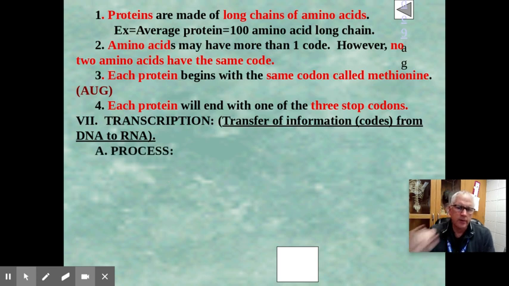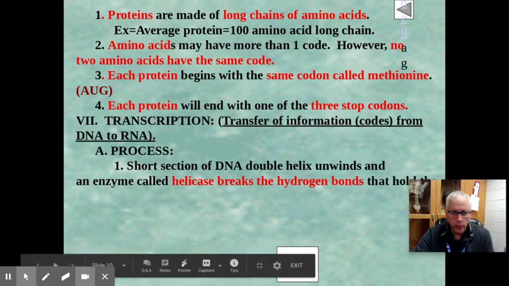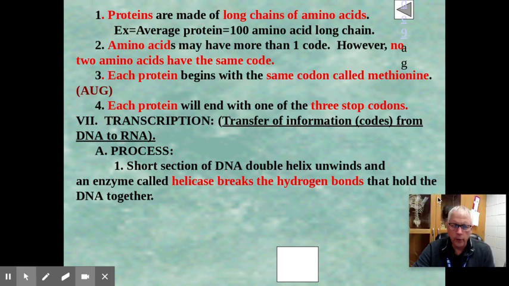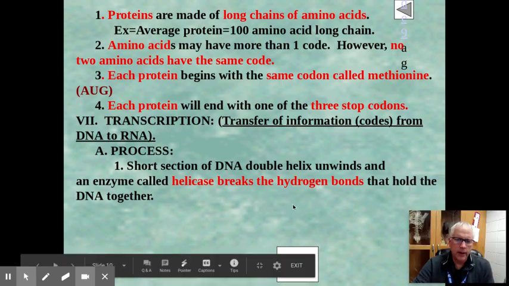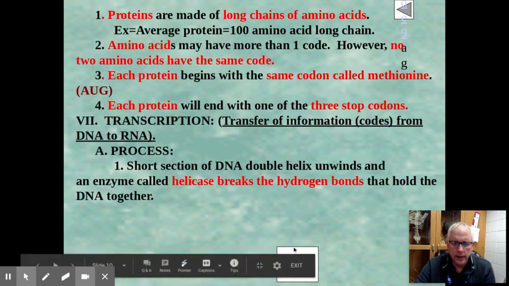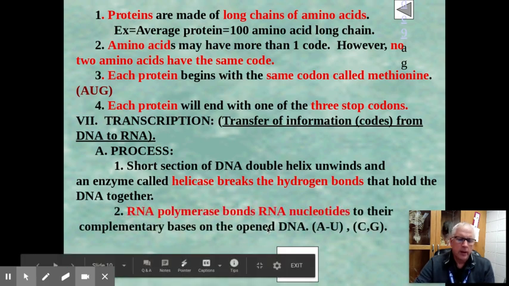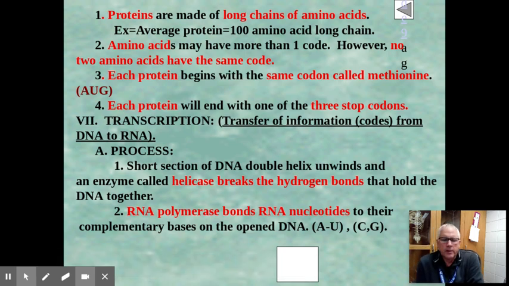Okay. So we're going to break this down into 3 steps. And step number 1, very similar, should sound really familiar, is DNA is going to unravel. So it's going to unwind. Same enzyme as replication, helicase, is going to come up through there and break the bonds that hold DNA together. Okay, so that's the first thing that has to happen. So highlight helicase breaks the hydrogen bonds. A different enzyme this time is called RNA polymerase.